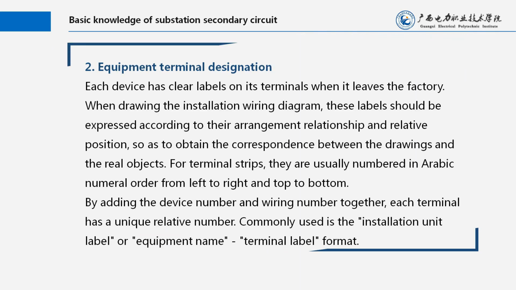Two, equipment terminal designation. Each device has clear labels on its terminals when it leaves the factory. When drawing the installation wiring diagram, these labels should be expressed according to their arrangement relationship and relative position, so as to obtain the correspondence between the drawings and the real objects. For terminal strips, they are usually numbered in Arabic numeral order from left to right and top to bottom, not by adding the device number and wiring number together. Each terminal has a unique relative number. Commonly used is the installation unit label or equipment name terminal label format.